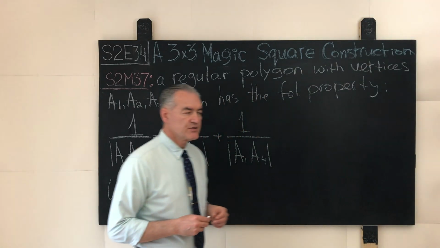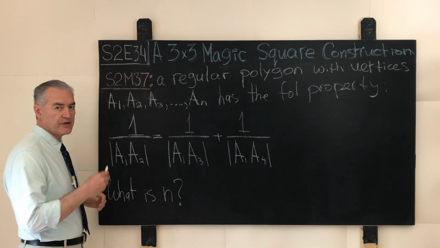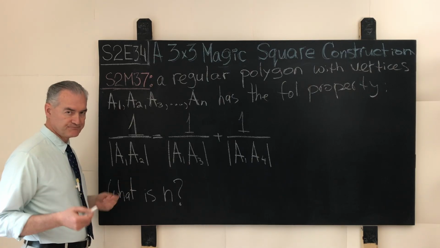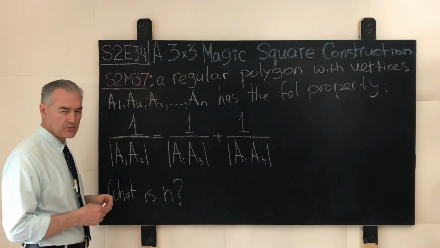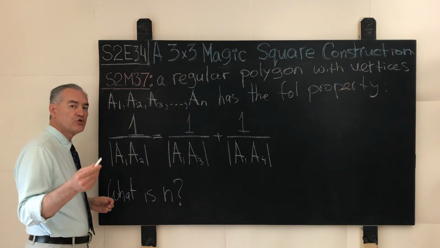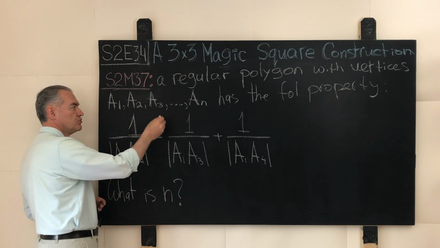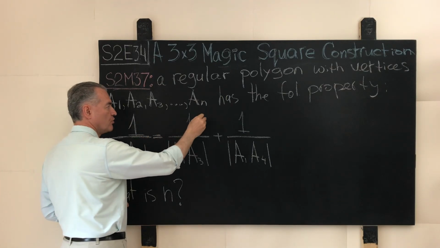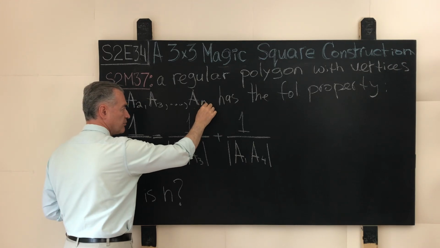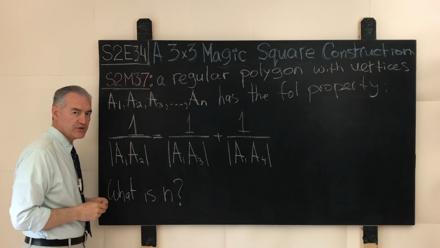In our next challenge, the mathematical problem S2M37, we're given a regular polygon on n vertices, and let us pretend, for demonstration purposes, to establish a common ground, that the names of the vertices of this regular polygon are A1, A2, A3, and so on, AN, where n is a strictly positive whole number, and that polygon has the following properties.